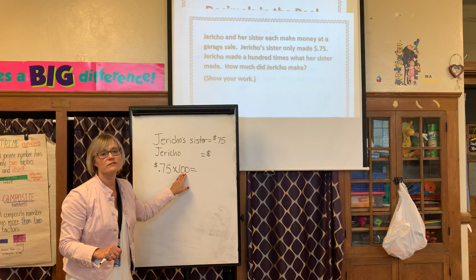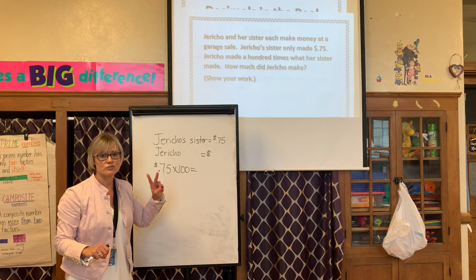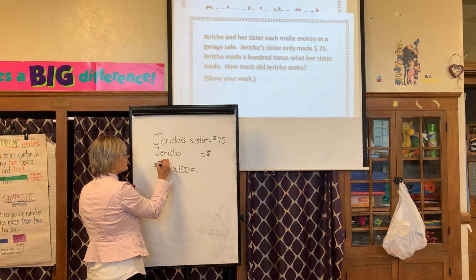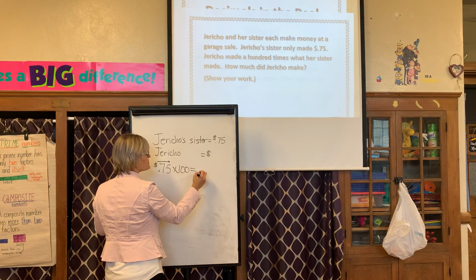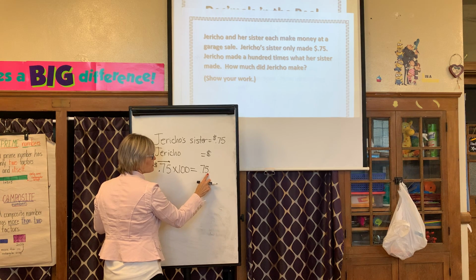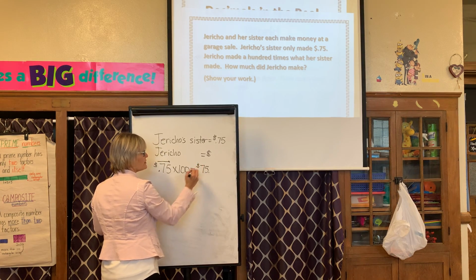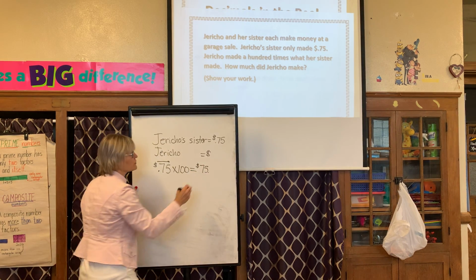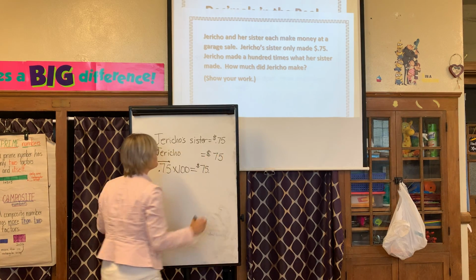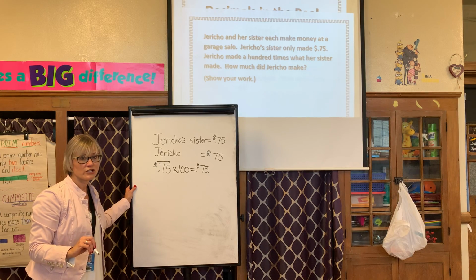And I know the 2 zeros tell me by how many places it's getting bigger. So I know that I have to move the decimal 2 places. So I move the decimal 1, 2 places. So I take the 75 cents, I move the decimal 1, 2 places, then I can erase right here because the decimal now is right here. And so Jericho made $75. Ooh, it's a whole lot different than what Jericho's sister made. All right, Jericho really had some cool stuff in that yard sale.